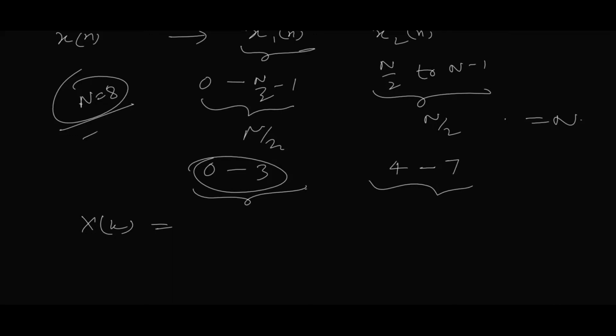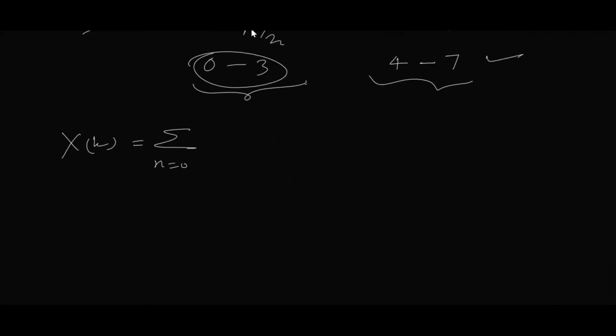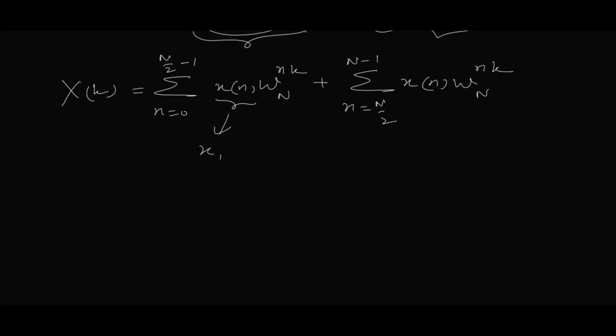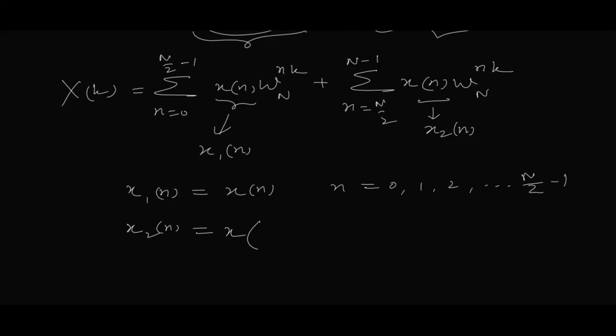So let us write it down. Summation of n equal to 0 to N/2 minus 1, x[n] twiddle factor W_N to the power nk, plus the next sequence, which starts from n equal to N/2 and ranges up to N minus 1, x[n] twiddle factor. We have already defined these sequences as x1[n] and x2[n]. We can write x1[n] as x[n] for n equal to 0, 1, 2 up to N/2 minus 1. Likewise, for x2[n], we can write x[n plus N/2], which ranges from 0 to N/2 minus 1.